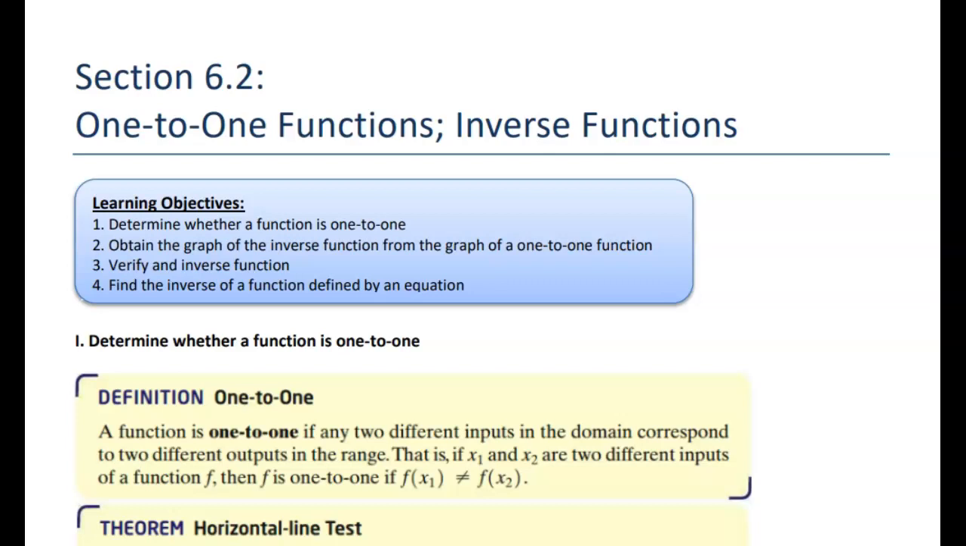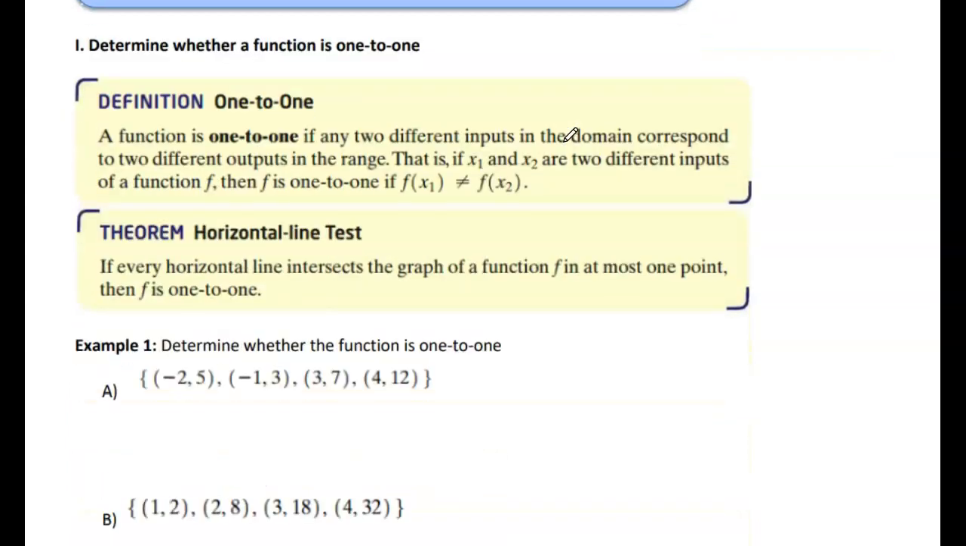So we're continuing talking about some function operations. In this section we're going to talk about one-to-one functions and inverse functions. Right? So let's look at the definition of a one-to-one function.